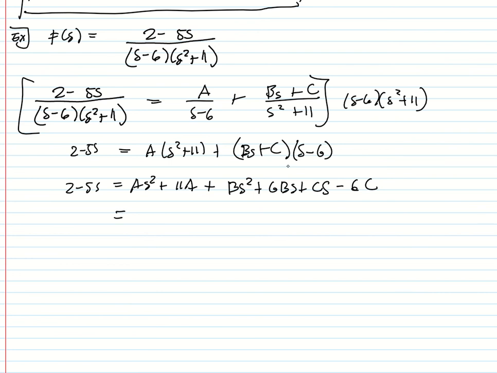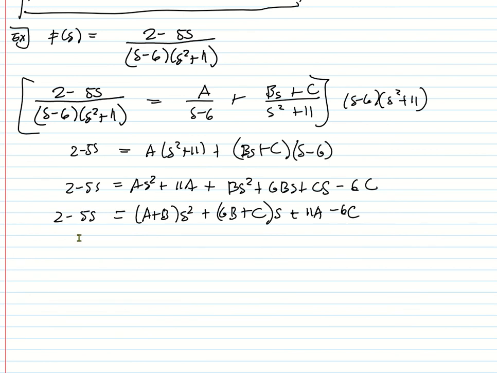Then we factor out s squared. So we have a and b, a plus b times s squared. Then next we can factor out s. We have minus 6b here and we have plus c, times s. Then for the constants, we have plus 11a minus 6c.